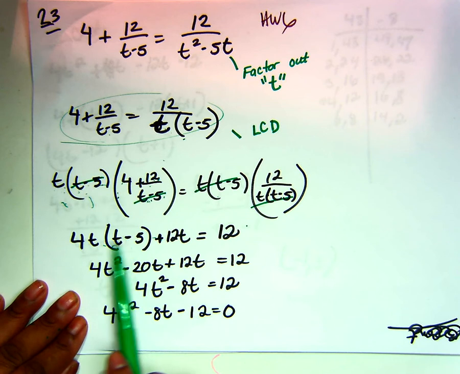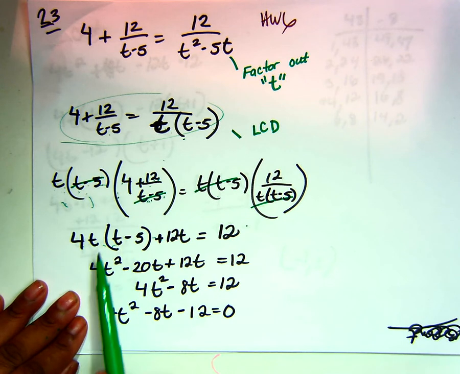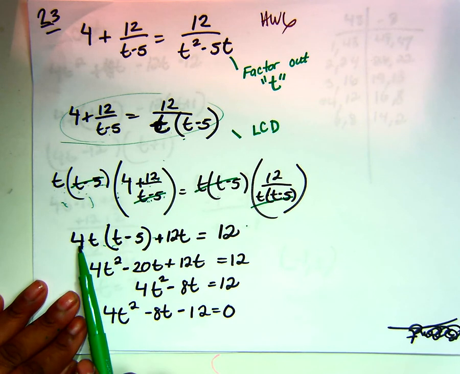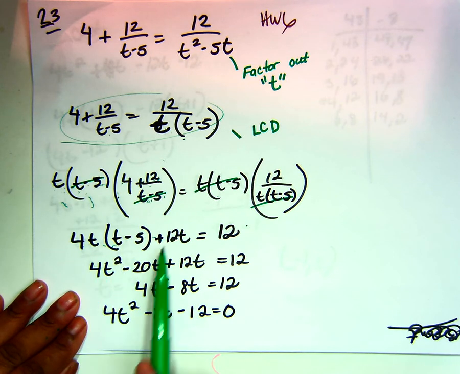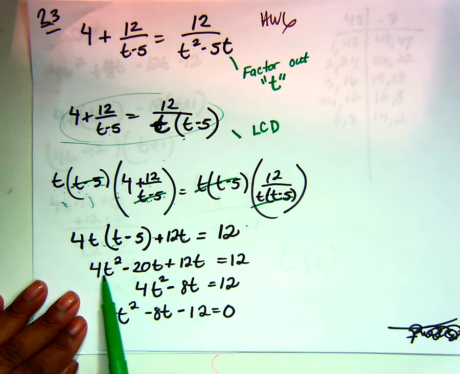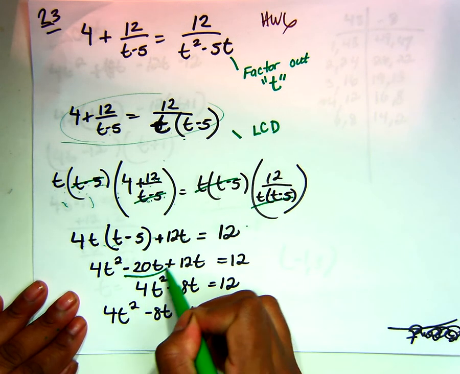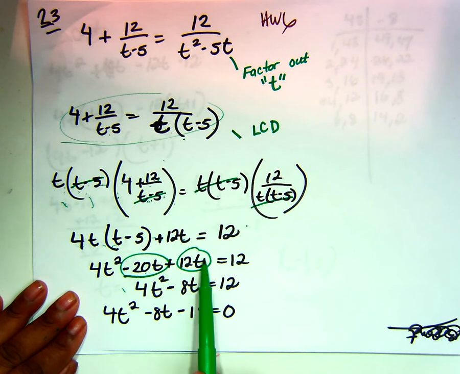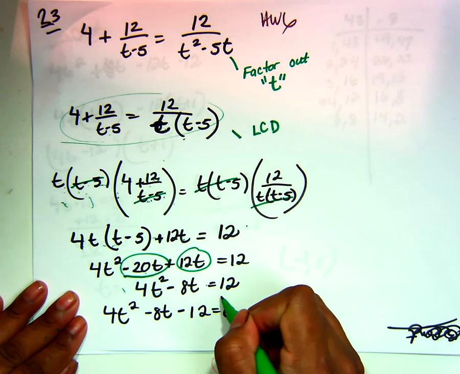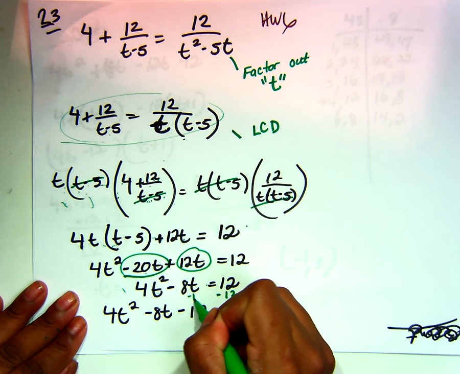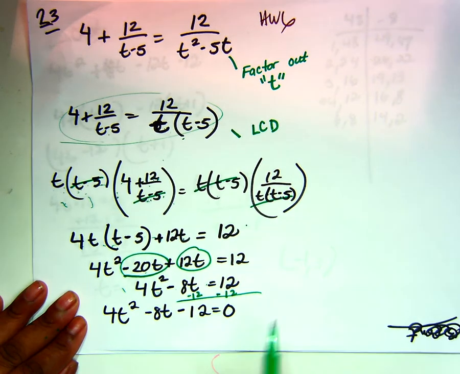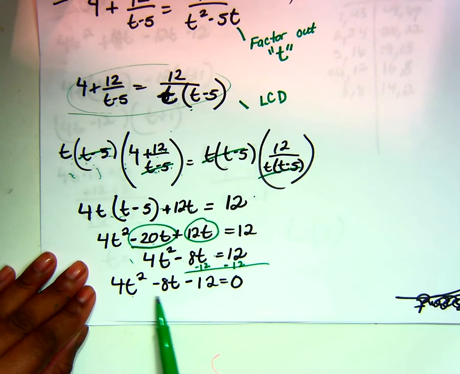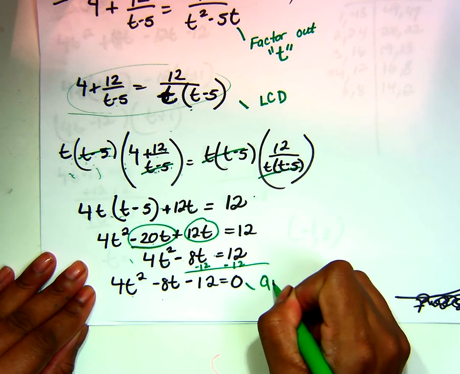Now using the distributive property, we have 4t times t minus 5, which gives you t squared. 4t minus 5 gives you the 4t. Bring down your 12t. See if we can simplify anything, and we can, which are these two. So now we've got 20t plus 12, which gives us 4t squared minus 8t. Now I'm going to subtract 12 from both sides because I want all my terms on the same side of the equal sign. So notice right here, this is a quadratic equation.